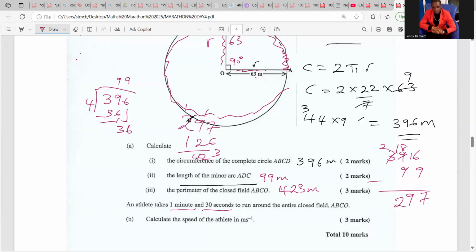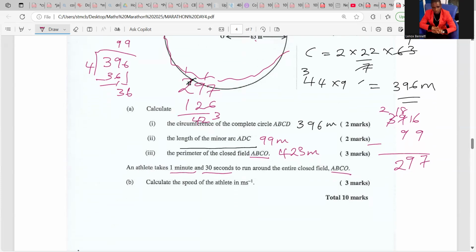All right, they say an athlete takes 1 minute and 30 seconds to run the entire closed field ABCO, which is what we just calculated, right? Calculate the speed of the athlete in meters per second. And of course, here's a bit of a magic trick, which means this formula, guys.